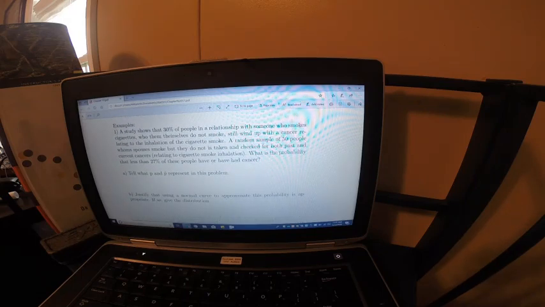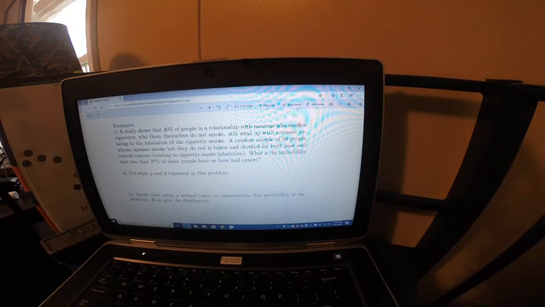The first example says, a study shows that 30% of people in a relationship with someone who smokes cigarettes, who themselves do not smoke cigarettes, still wind up with cancer relating to the inhalation of cigarette smoke. A random sample of 50 people whose spouses smoke but who do not is taken and checked for both past and current cancers relating to the cigarette smoke inhalation. What is the probability that less than 27% of these people have or have had cancer?